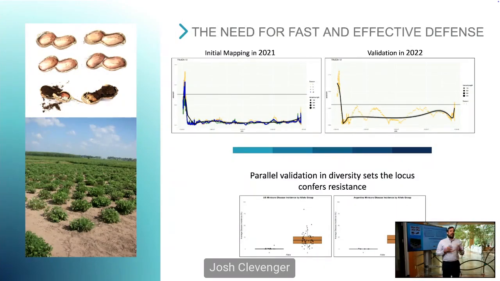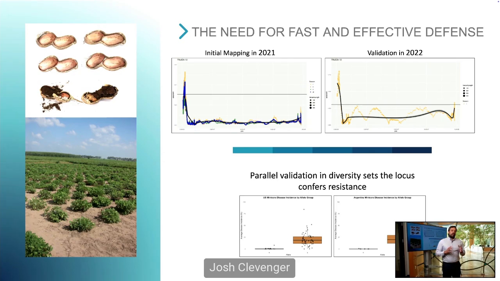One of the reasons why you have to do that is because there is no agronomic way to control this disease. It has to be host resistance. So we had to do this fast. We had to do this well. We couldn't take 20 years to identify a gene and then 20 years to develop a cultivar. By that time, the peanut global trade would probably be devastated.